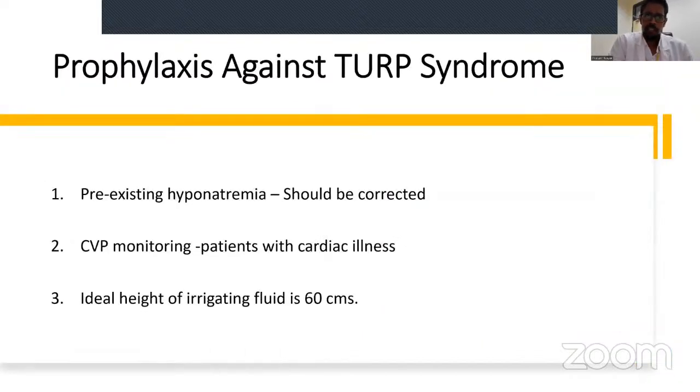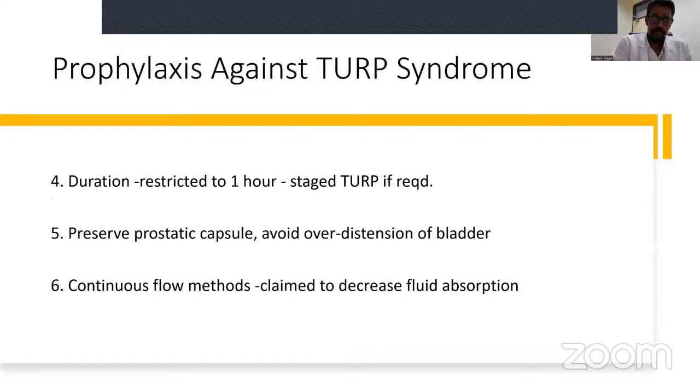What are the various prophylactic measures that we can take against TURP syndrome? You should correct pre-existing hyponatremia, and use central venous monitoring, especially in those patients who are at higher risk. So that is ideal. Ideal irrigating height, as I said, is 60 centimeters. Duration should be restricted to 1 hour. If there's a larger gland, you could do a staged procedure rather than trying to complete everything in one go.